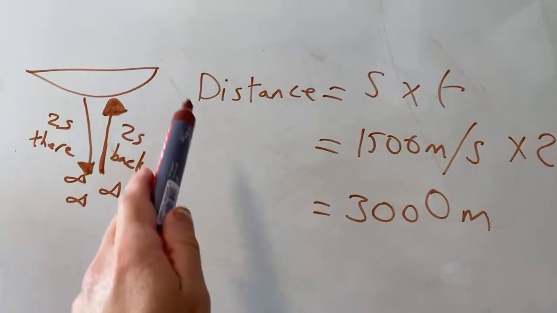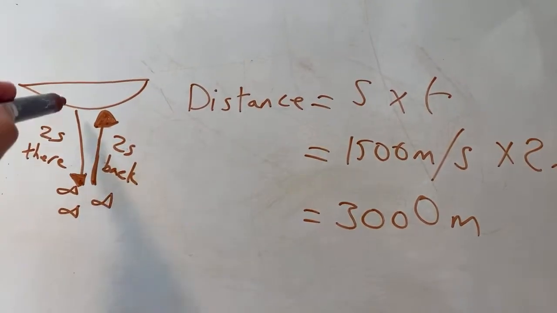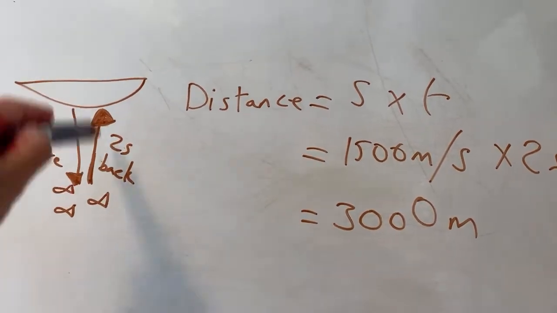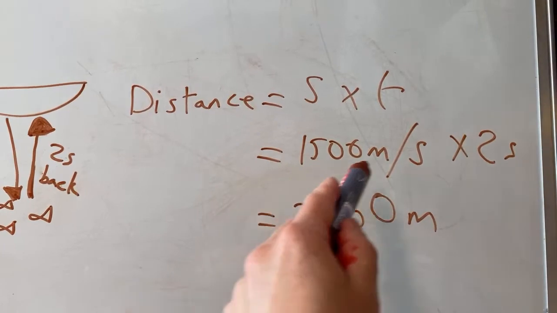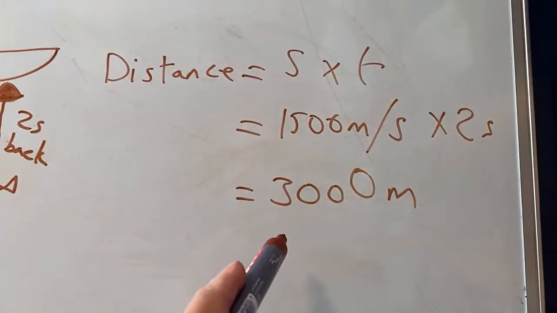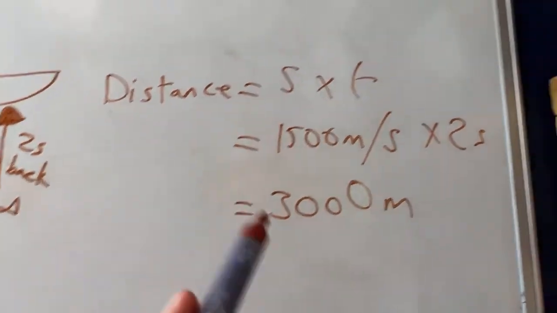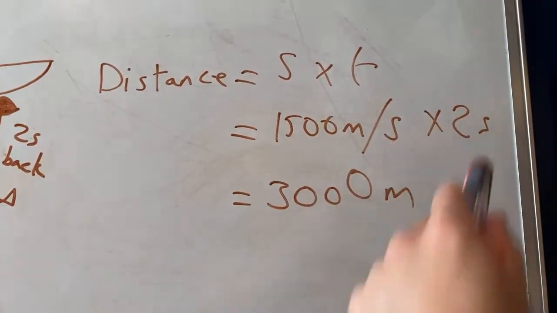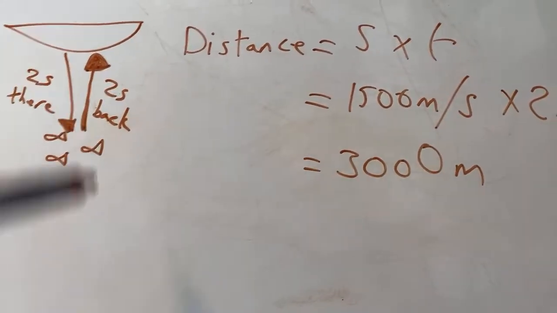You should probably stick to one method, because otherwise you confuse yourself. To get just to the fish took 2 seconds, because it took 4 seconds overall to come back. So I've done 1,500 meters per second times 2 seconds to give me 3,000 meters. And I don't need to divide that, do I? I don't divide that. You might have done 1,500 meters per second times 4 seconds to get 6,000 meters, and then divide that by 2 to just get half the distance.